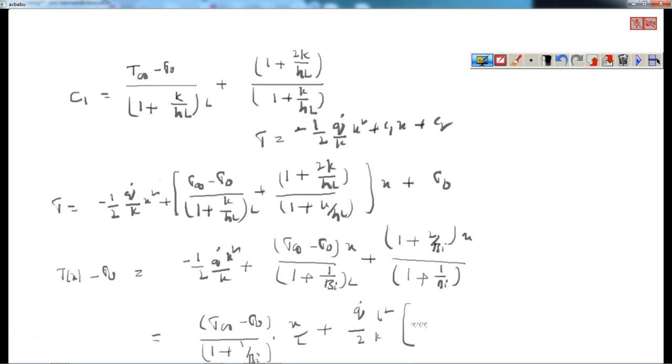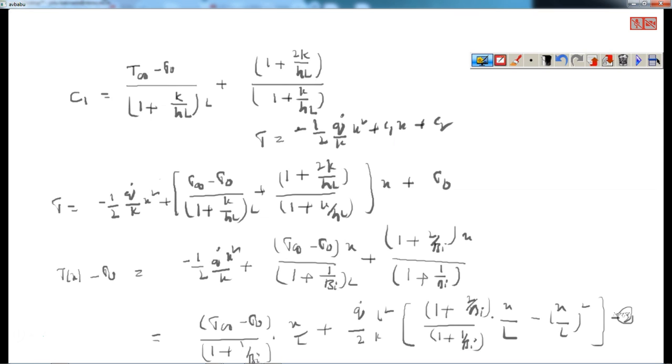Now this is equals to 1 plus 2 by Biot number into 1 plus 1 by Biot number, right? Here you just observe this one. This is equals to x by L. This becomes, means when x by L, L gets cancelled. Okay, L would be there, and this remains there. Then minus x by L whole square. Okay, so this is the equation you are going to get.